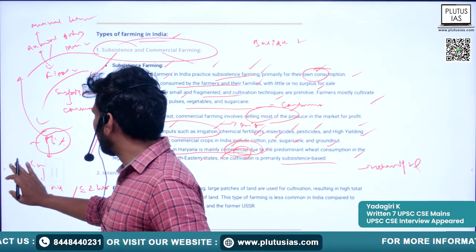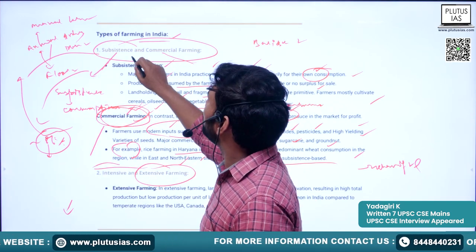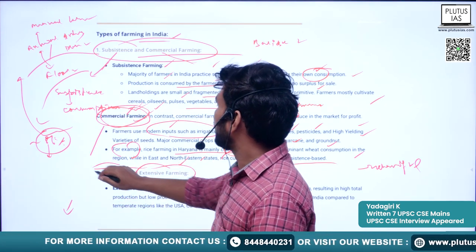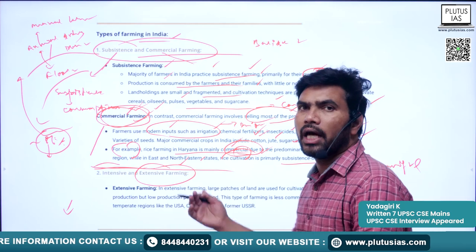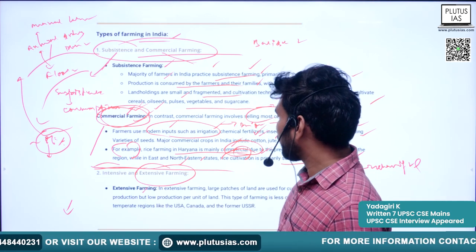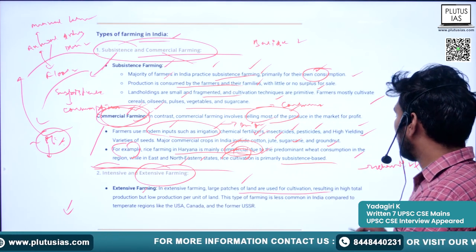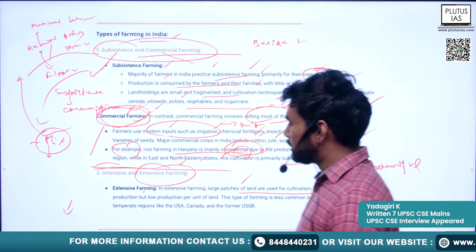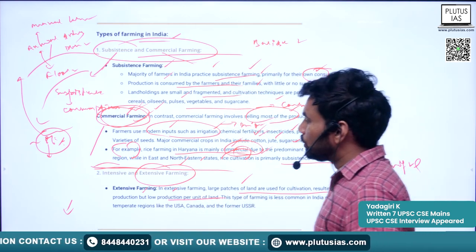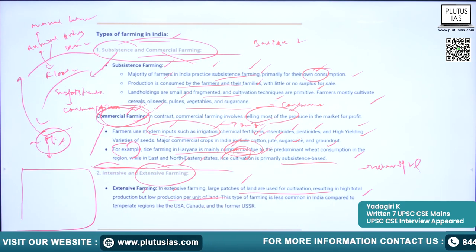Another type of classification we can see is intensive and extensive farming. Subsistence and commercial farming is one type of classification, and intensive and extensive farming is another. In extensive farming, large patches of land are used for cultivation, resulting in high total production but low production per unit of land. The same crop will be grown in extensive land areas.